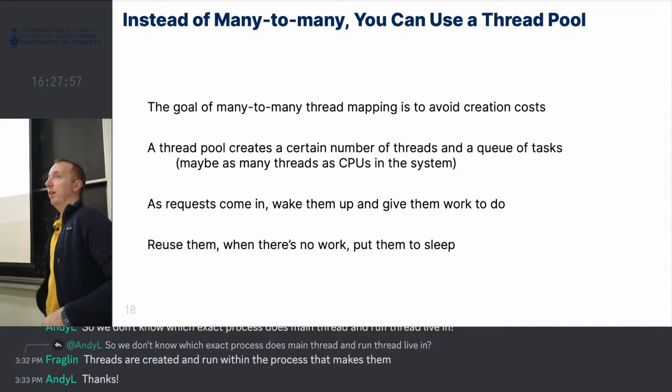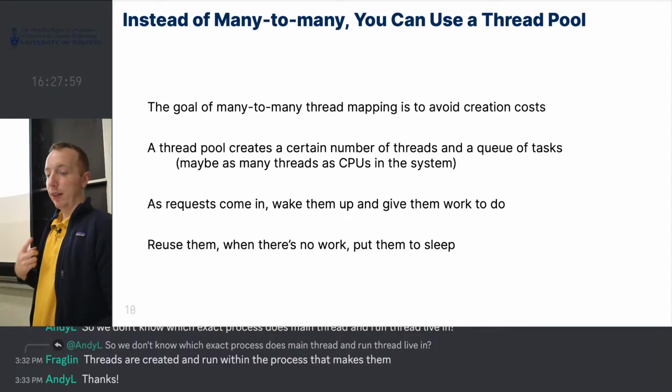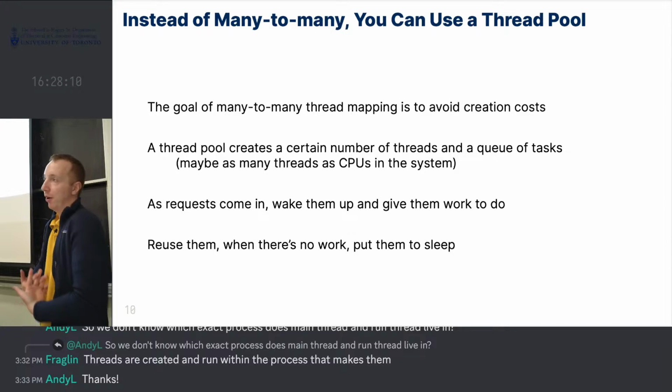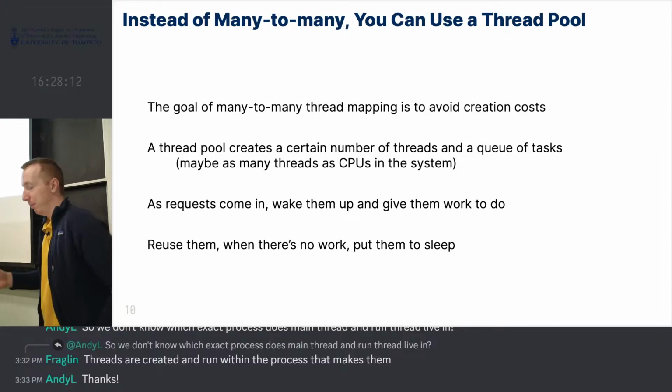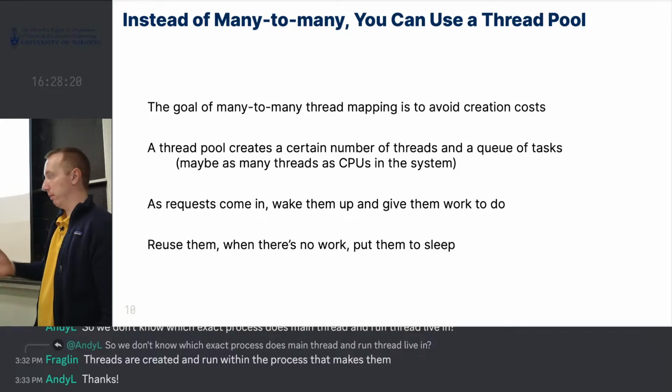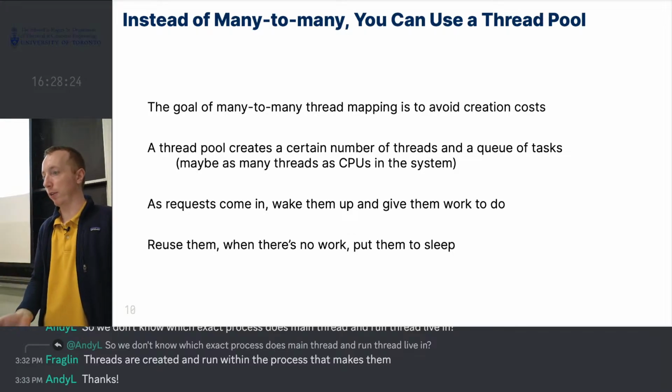So here is what you can do instead of doing that many-to-many or hybrid approach. You can use something called a thread pool. The goal of many-to-many was just to avoid creation cost. What you can do instead of depending on the library to do it is use straight up kernel threads, and you create a thread pool, so a certain number of threads that equals the number of cores you have on your machine.